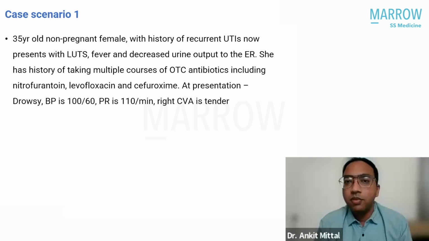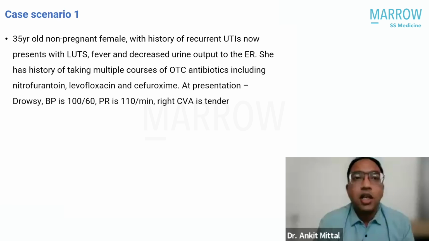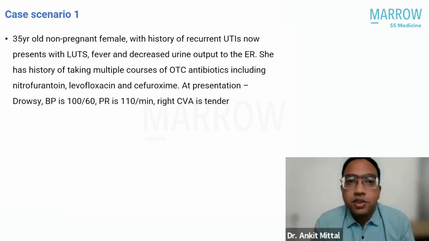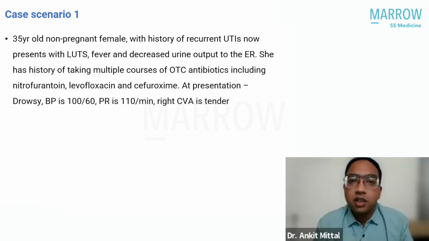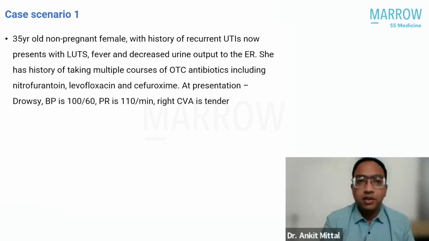So this is a 35-year-old non-pregnant female with history of recurrent UTIs who now presents to the emergency with lower urinary tract symptoms, fever, decreased urine output, and she has history of taking multiple courses of antibiotics as an outpatient, which includes nitrofurantoin, levofloxacin, and cefuroxime.